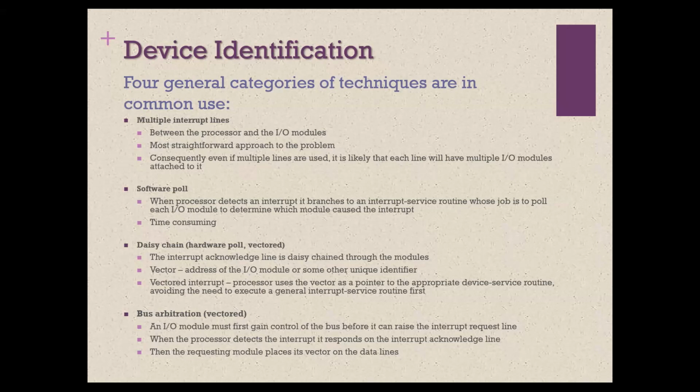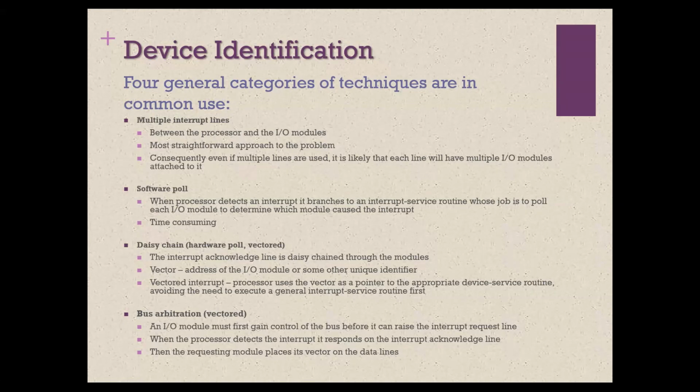Alternatively, each IO module could contain an addressable status register. The processor then reads the status register of each IO module to identify the interrupting module. Once the correct module is identified, the processor branches to the device-specific service routine of that particular device. But the disadvantage here is that the software poll is time-consuming. I'm sure you could guess that it's very time-consuming.